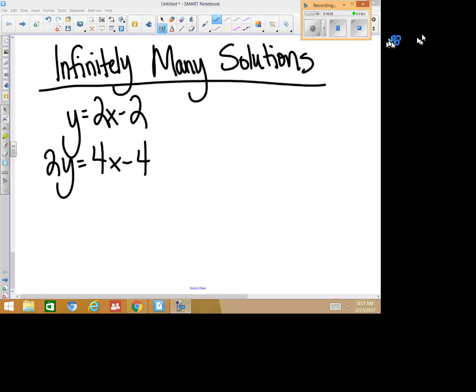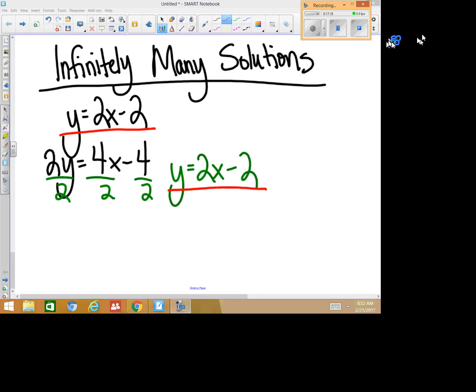First rule is we have to get y by itself, right? So divide by 2 on everything. So y equals 2x minus 2. What do you notice about these two things? They have the same slope and the same intercept. It's the same thing.